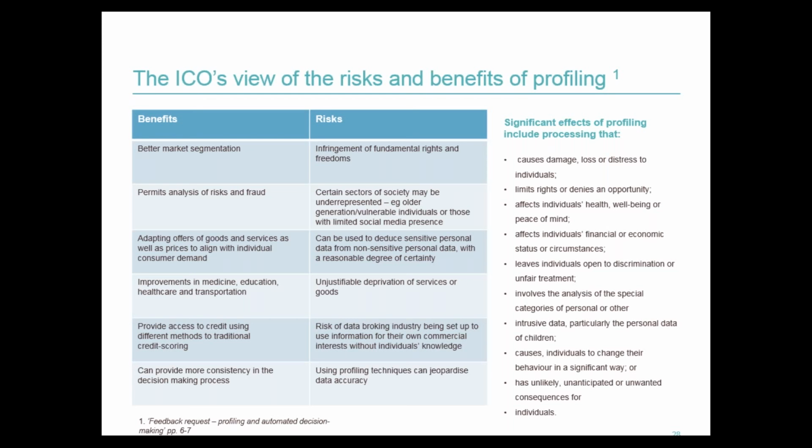So as you can see, the ICO has got quite a few risks that it identifies. And although it sets out the benefits, one of the main things that the ICO wants to stress in its paper is that profiling is becoming an issue of real concern. And that's part of the reason why it actually lists out the significant effects that can arise, which include underrepresentation of certain sectors of society, use of non-sensitive personal data to deduce sensitive personal data, unjustifiable deprivation of goods and services, and loss of data accuracy.